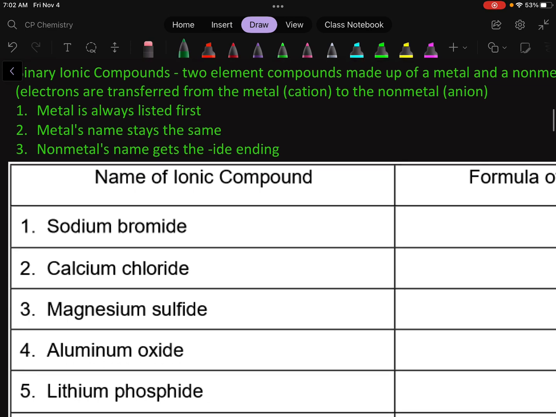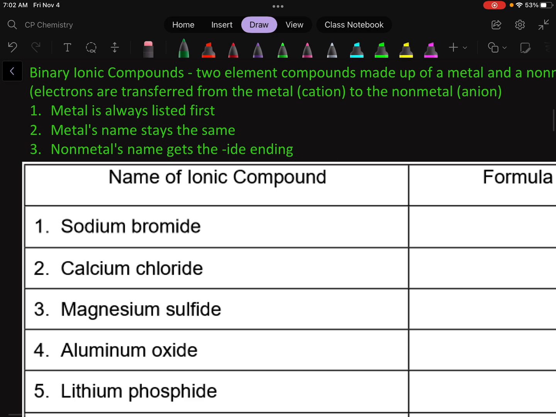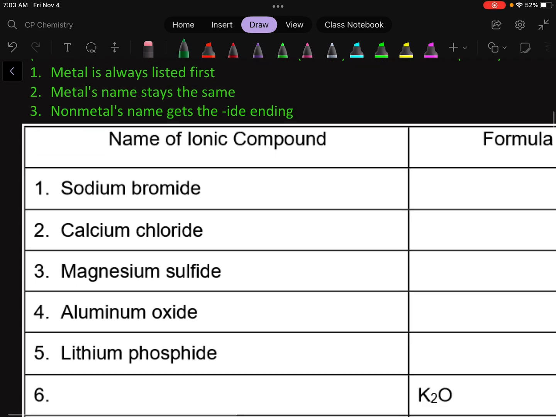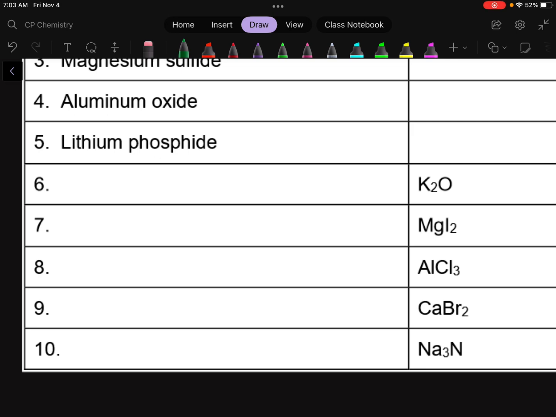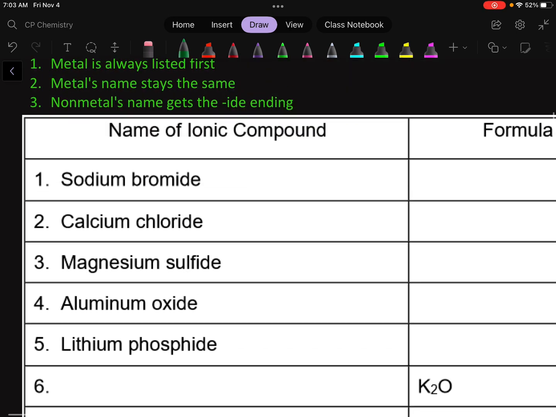Some rules for binary ionic compounds and naming. The metal is always listed first. The metal's name stays the same, like we did with the monatomic ions. And the nonmetal's name gets the IDE ending, like we did with the monatomic ions. Now we're going to do it two ways. We're going to go from the name to the formula and how you do that. And then the bottom half is the formula, and we come up with the name.